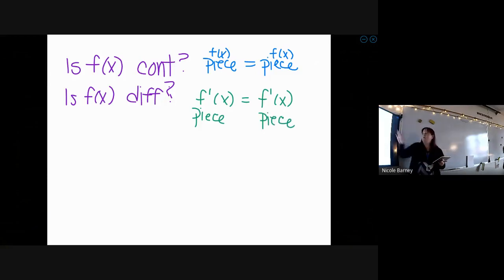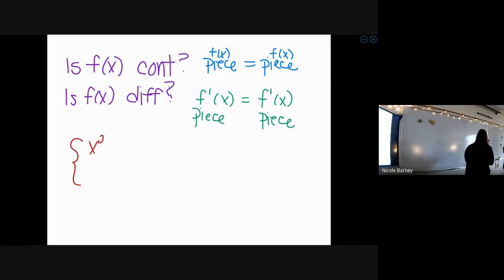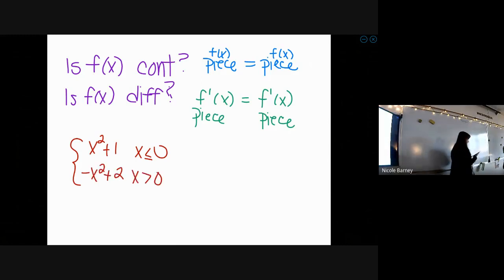So for number 23, it says at 0, we have x squared plus 1 when x is less than or equal to 0, and negative x squared plus 2 when x is greater than 0. Is it continuous? The first thing I would do is plug in 0 to the function, set the pieces equal, and see if they equal each other. If they do, they are continuous, because that means one function touches the other function at x equals 0.